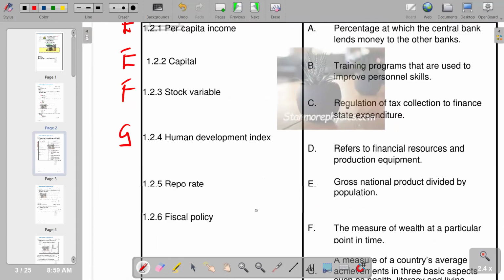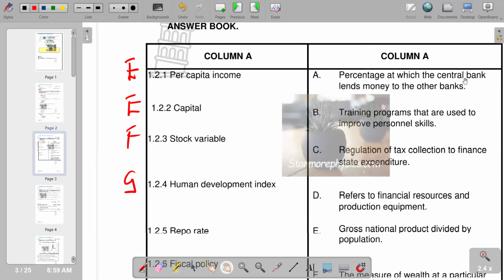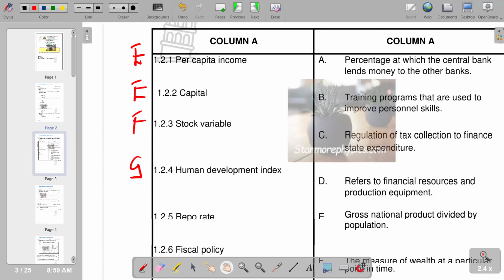Then the repo rate, we know that the repo rate is interest rate at which the central bank lends money to commercial banks when there is a shortage of funds. So with that, I will check which one to match that. So A, percentage at which the central bank lends money to other banks. So you have A.